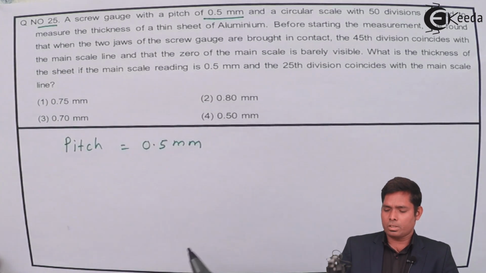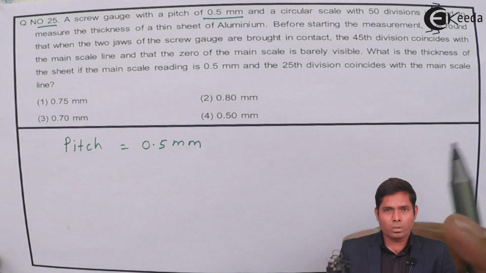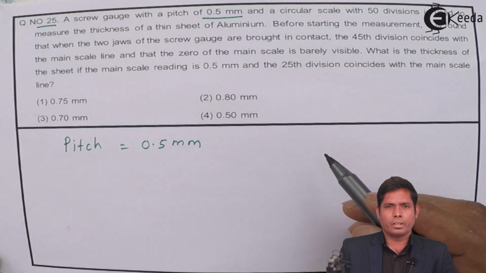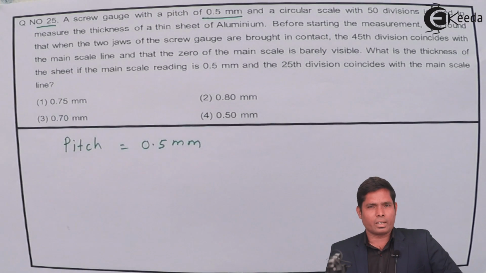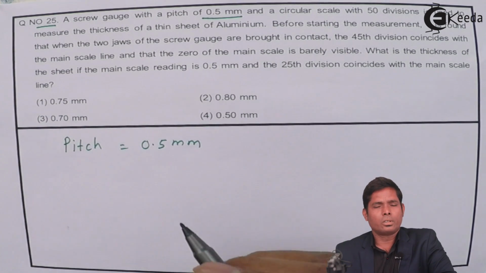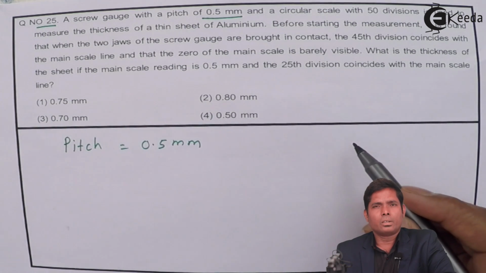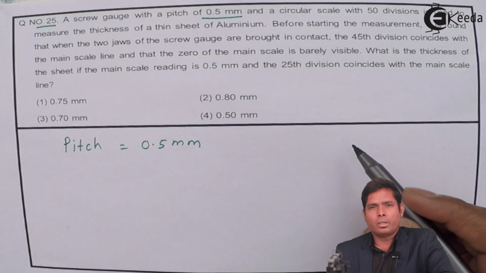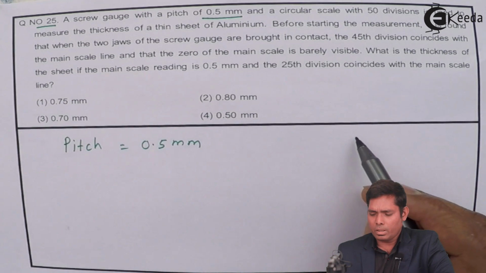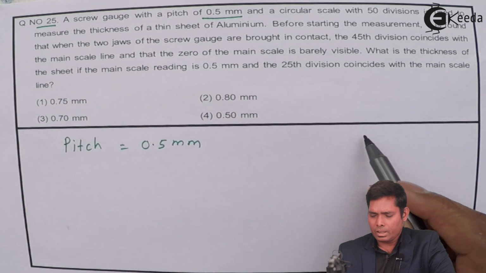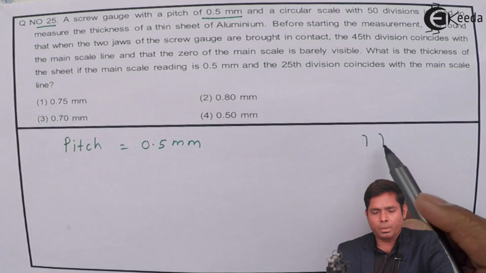You know that the pitch is the distance traveled along the main scale when the circular scale of the screw gauge completes one rotation. So in one rotation of the circular scale, the advancement of the screw in the linear scale is called the pitch. Basically, it is the distance between two threads.